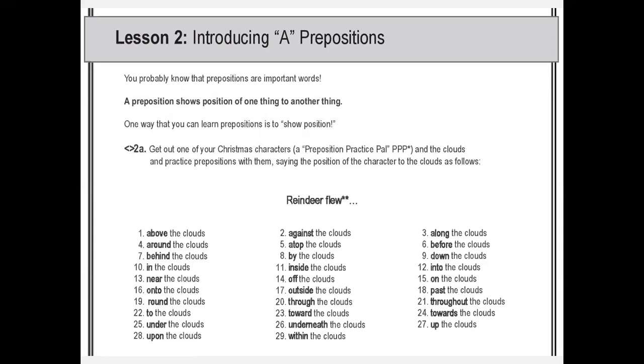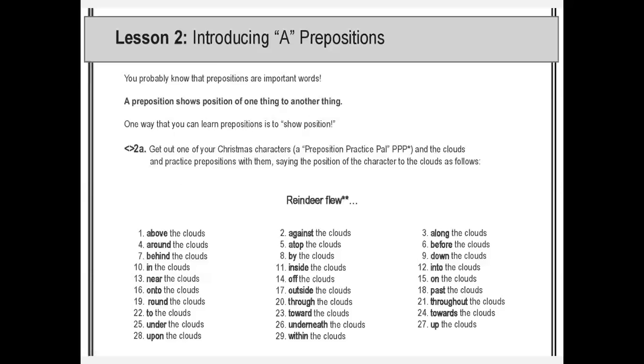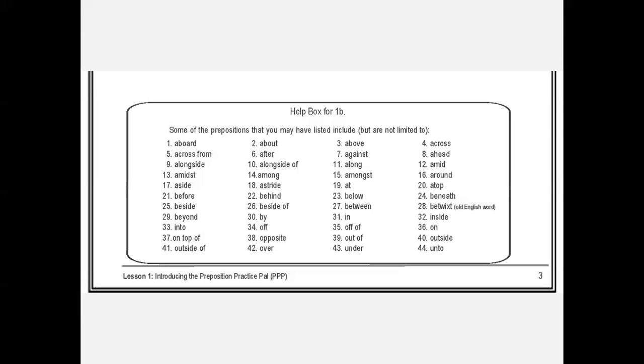So we are merging the purpose for prepositions with the categories. I never just teach categories. I never just teach A's and B's and so forth. I teach those categories within the framework of the positions. And that is how so many prepositions are learned. So here they are doing the A prepositions with the check sentence, angel flew blank the clouds, or the reindeer flew blank the clouds. And we have help boxes after each lesson for the teachers.